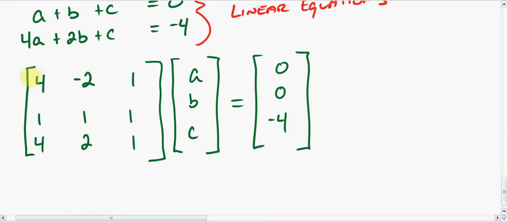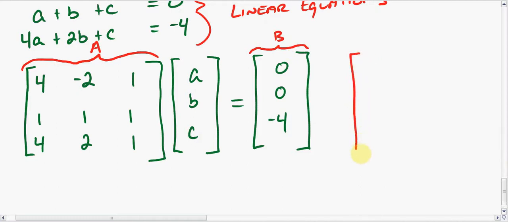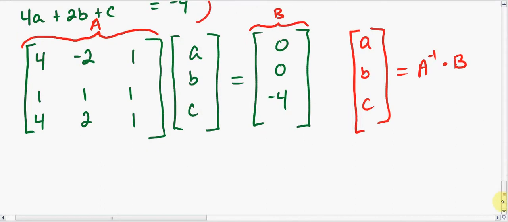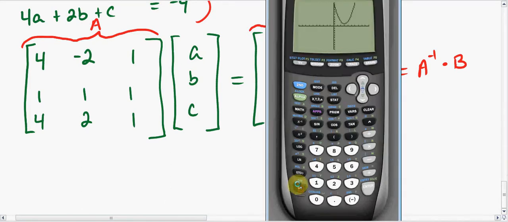And what we're going to do, we're going to go to our calculator, and we're going to plug this into matrix A. We're going to plug this into matrix B, and we're going to get our solution of A, B, C by taking the inverse of A and multiplying it by B. That's going to be our goal. So let's take out our calculators and work with our matrices.